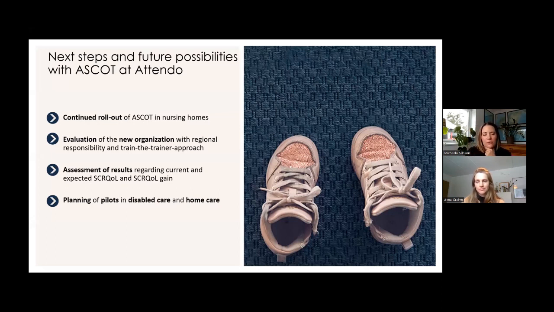So the next step for us at Attendo is to continue this phase of the rollout in the nursing homes. And as we've done in previous phases, we're going to evaluate the outcomes and collect feedback regarding the new organization with regional responsibility and this new train-the-trainer approach. As I mentioned earlier, we have focused on training and learning the method and starting the conversations. So we're working at an individual level, but we are starting to analyze the outcomes and visualize the data for the managers so they can work with quality improvements at their unit.